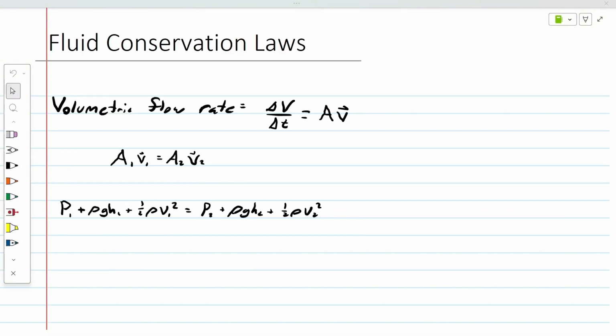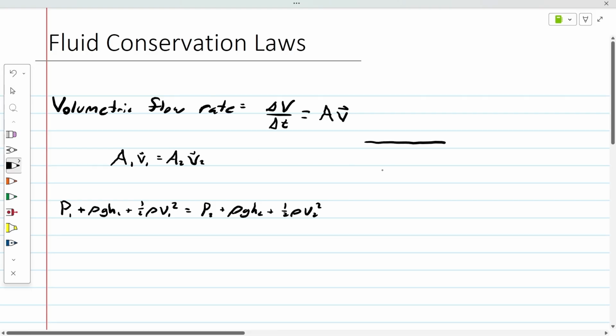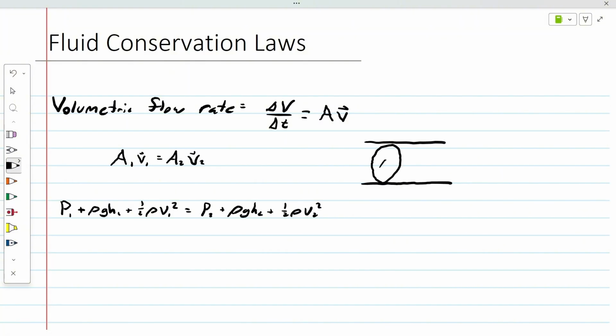So let's start with volumetric flow rate. The rate that something flows through a pipe is the change in volume. So the change in that volume is equal to the area times the velocity of that fluid. So let's look at a pipe that, say, a liquid might be flowing through. There's some area to this pipe, and it's flowing at some velocity. And so that will give you your volumetric flow rate.